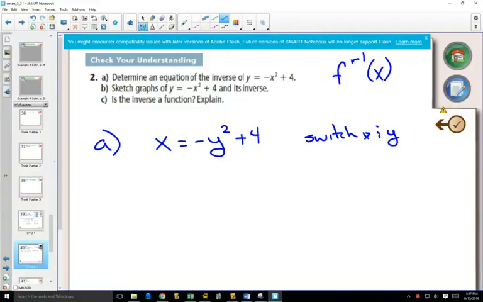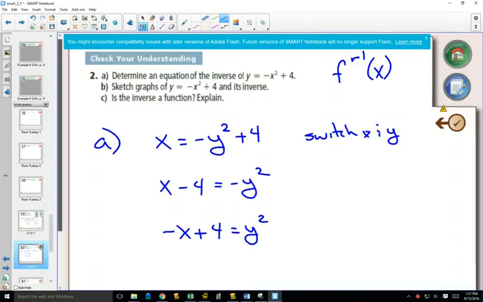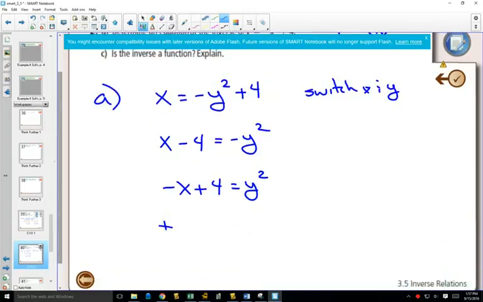So all we're doing is switching x and y, and then we need to solve for y. So we want to get y by itself. What could you do? You could subtract 4 on both sides, multiply by a -1 to get rid of that negative sign, and then once you get y squared by itself, the opposite of squaring is square rooting, but when we square root, we have to remember the plus or minus.